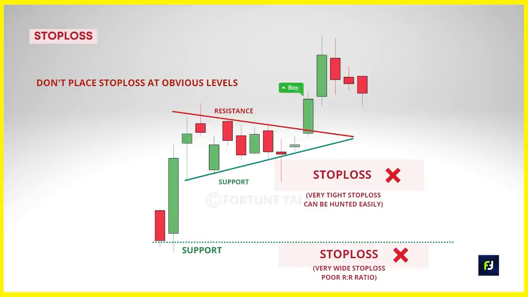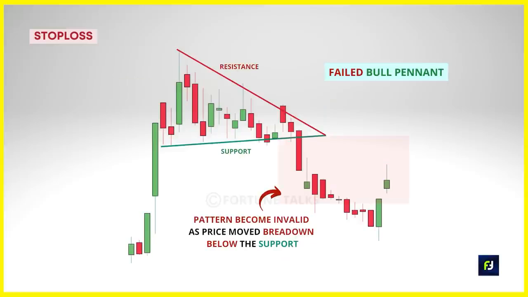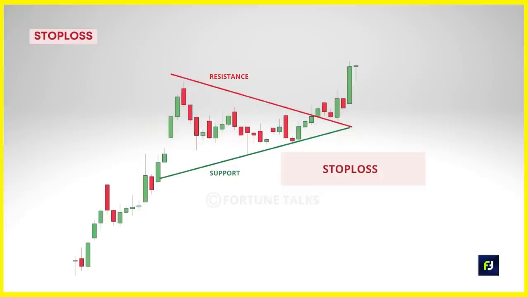So your stop loss should be at a level that, if crossed, invalidates your trading setup. Now we are trading a bull pennant here, and the pattern is deemed invalid when the price breaks and closes below the bottom trend line support. So you have to keep your stop loss level below this trend line support or below the swing low level to be precise.